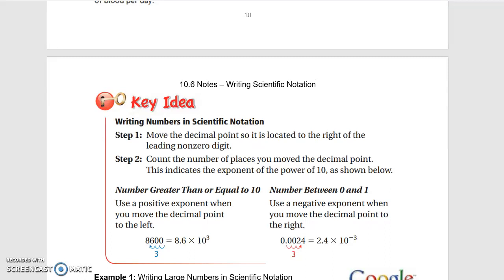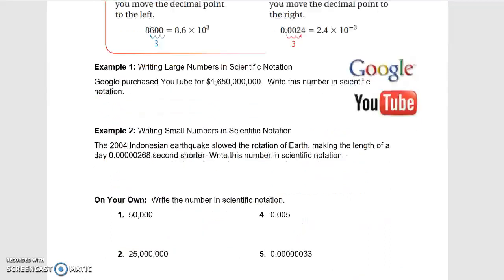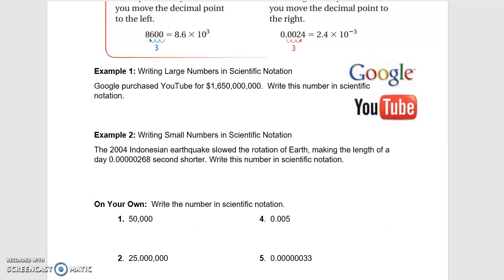So here we see our 2 examples. When you write a number greater than or equal to 10, that exponent is going to be positive. And when you write a decimal number, the exponent is going to be negative. So our first example, writing large numbers in scientific notation.